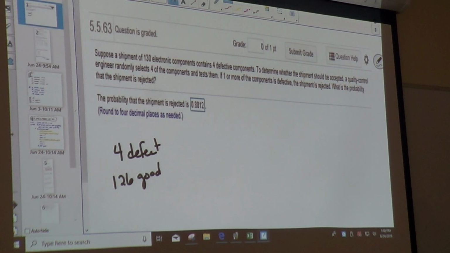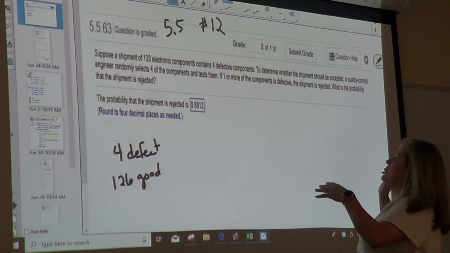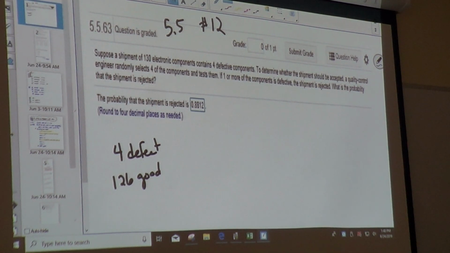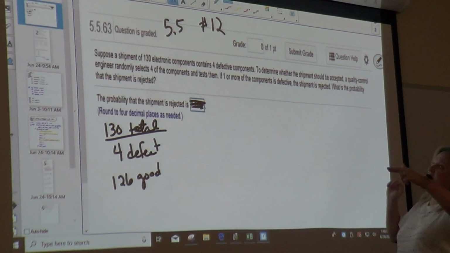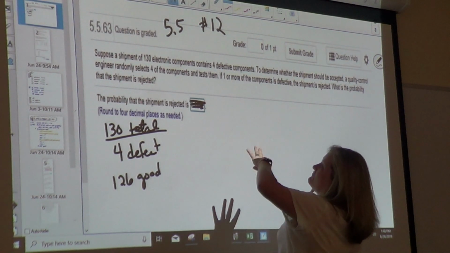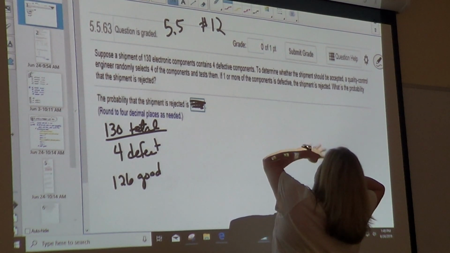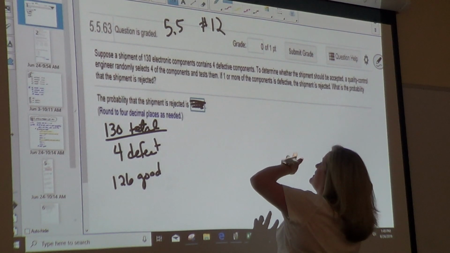Okay, so for this, this is 5.5, number 12. All right, y'all, because you're gonna have one like this on your homework. Suppose a shipment of 130 electronic components, so there's 130 total. 4 are defective and 126 are good, that makes 130. To determine whether a shipment is to be accepted, a quality control selects 4 and tests them. If 1 or more is defective, it's rejected. What is the probability that it's rejected?